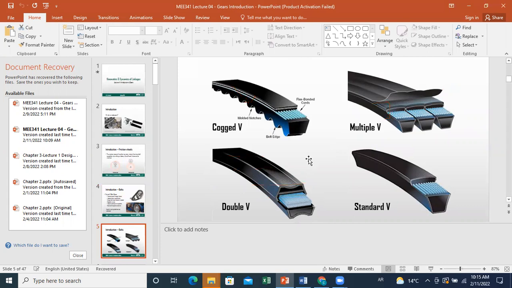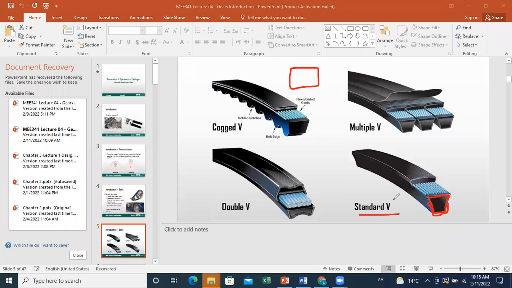Okay, we look at the cross section. As I told you, for flat belts, you just have a cross section that is rectangular. However, for V belts, you have several possible configurations. For example, the simplest one is the standard V. You just have a V cross section. And then, of course, the part that is rotating should be machined in a way that the belt can sit on it.